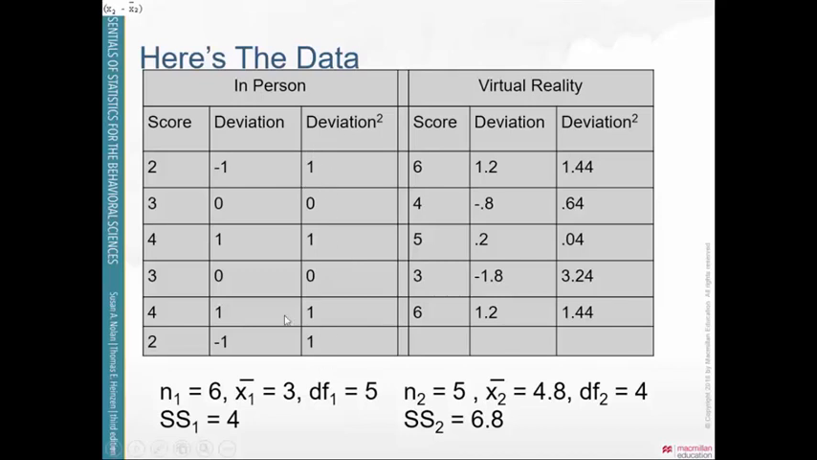Remember, every time you square your deviation scores, these will all be positive. And then for virtual reality, we had 5 people in total, so degrees of freedom was 4. The mean was 4.8, and then sums of squares was 6.8. So hopefully you got those.